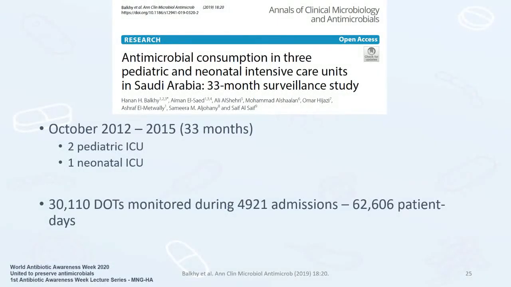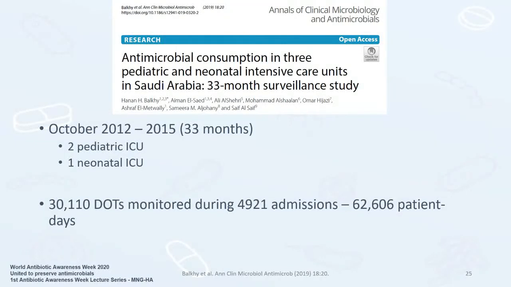The next study is on antimicrobial consumption in 3 pediatric and neonatal ICUs, also here in National Guard. There are a lot of studies worldwide, but I tried to get some that are published here in Saudi Arabia. So this study looked at data over 33 months from 2012 to 2015, looking at 2 pediatric and 1 neonatal ICUs. They were able to monitor 30,000 DOTs and 62,000 patient days.